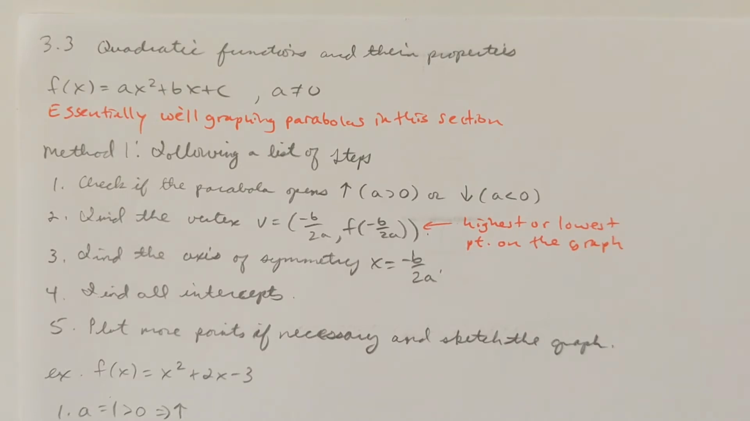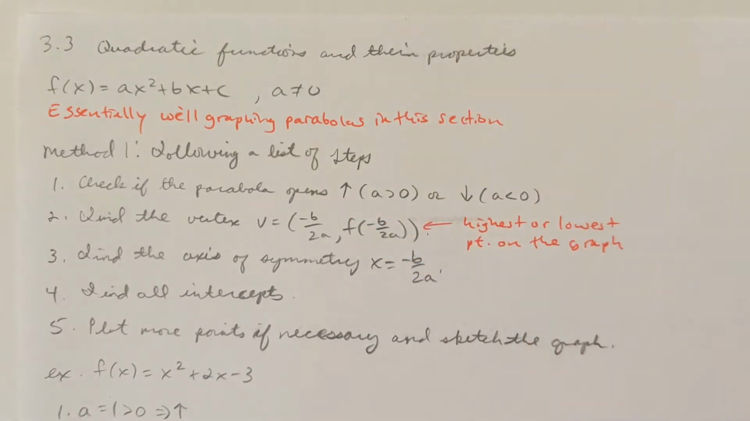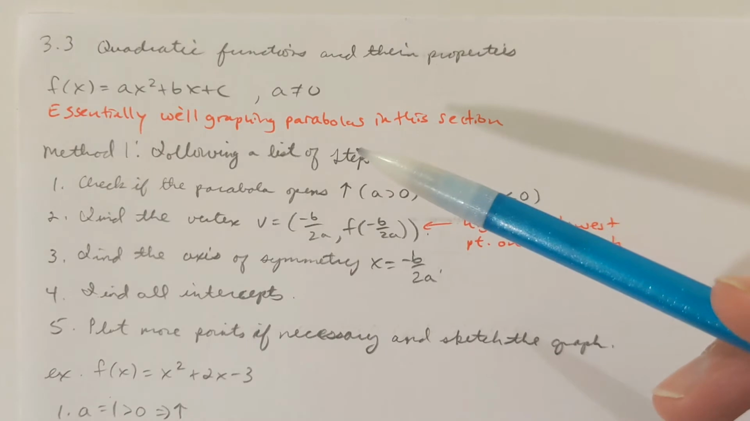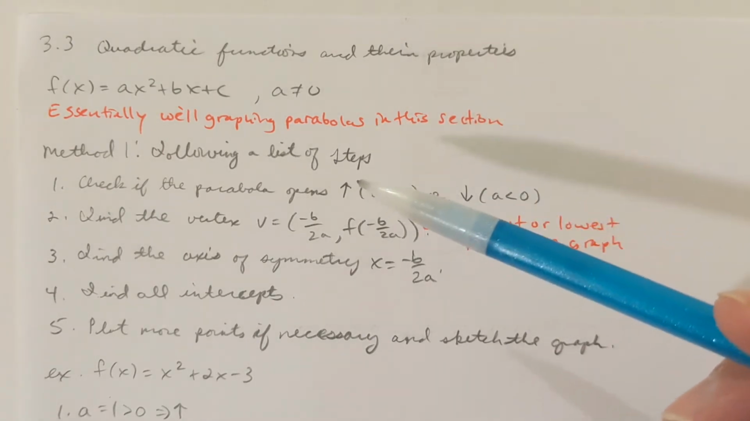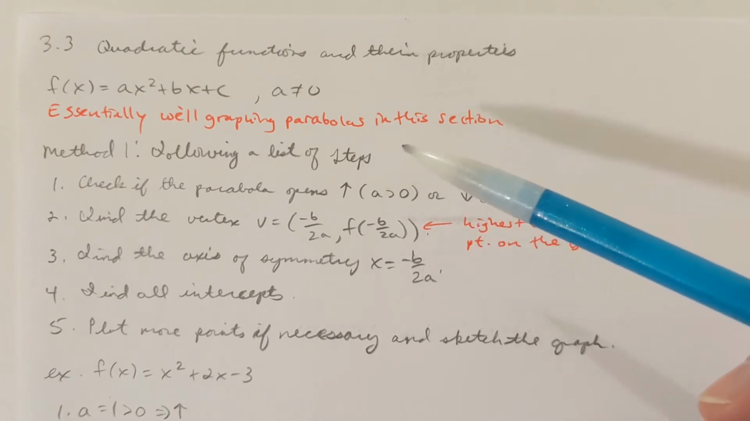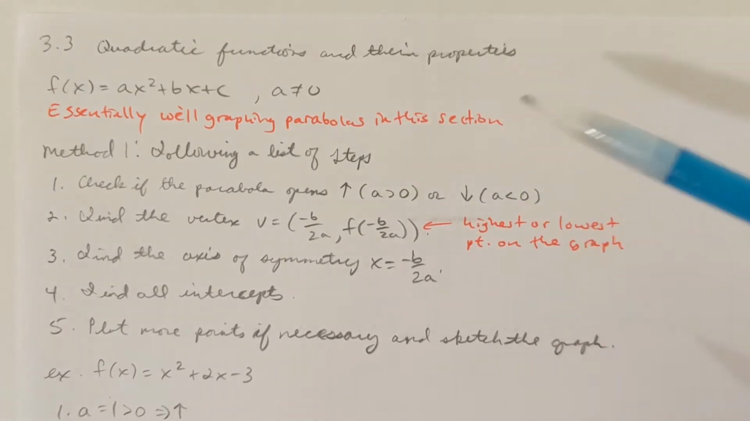A quadratic function is a function of the form f of x equals ax squared plus bx plus c, and a is not 0. A, b, and c can be any real numbers. A cannot be 0. Essentially, we're going to be graphing parabolas in this section. That's what a quadratic is.